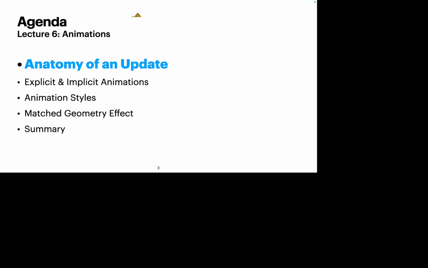Alrighty. So in today's lecture, we're going to talk about animations. And to start, we're going to talk about the anatomy of an update. How does SwiftUI update your view when there's animation? And then we're going to talk about two types of animations, which are called explicit and implicit. Then we're going to talk about what kind of animation styles there are, which relate to timing curves. And then finally, we're going to end with a view modifier called matchedGeometryEffect that allows you to animate two different views together, or how one view could become another view, and how SwiftUI animates between those two views. And we'll take a look at an example later.